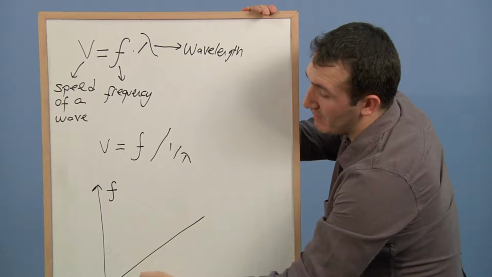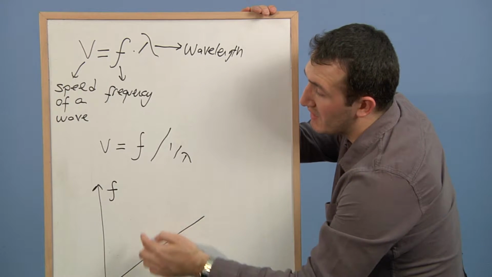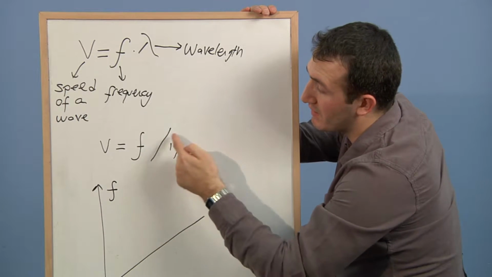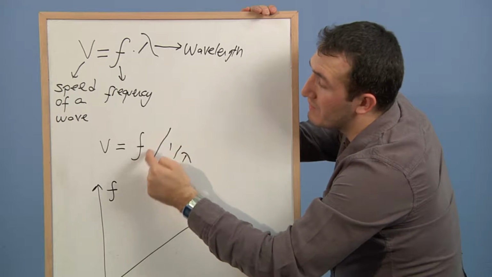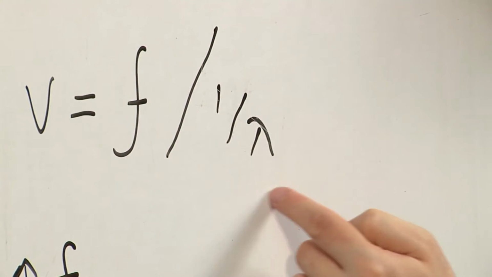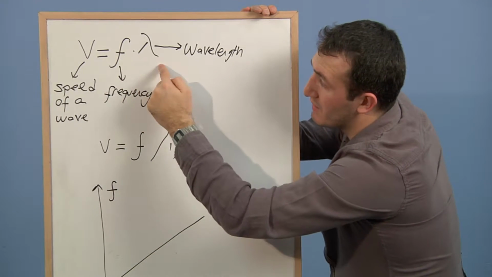But to be able to have a slope in the equation, you're going to need a number divided by another number. So we have our frequency. If we divide frequency by 1 over lambda, then we again get frequency times lambda.